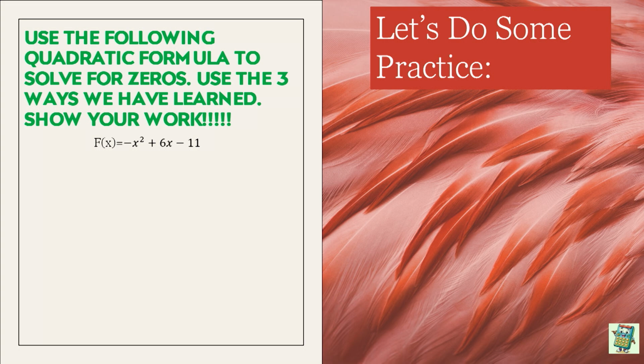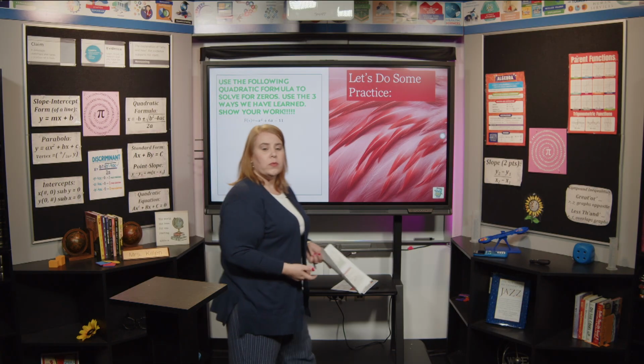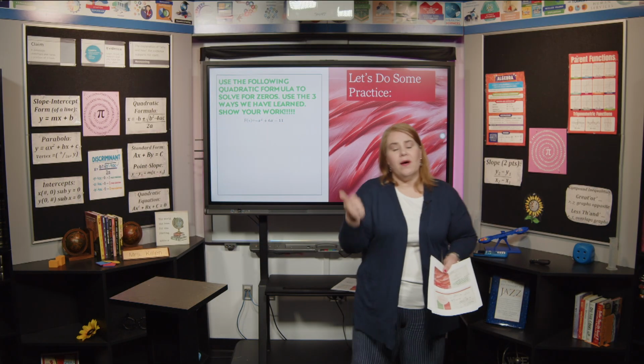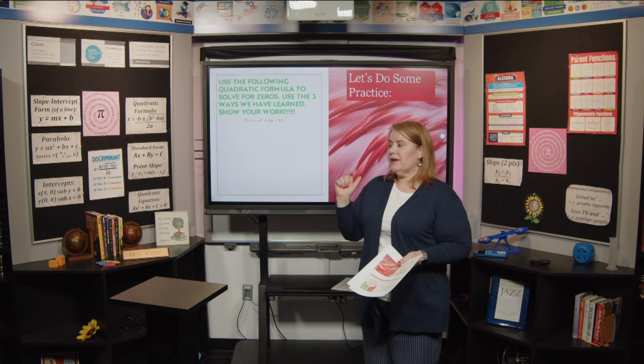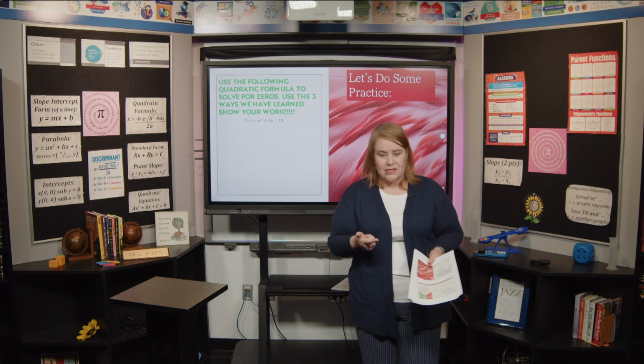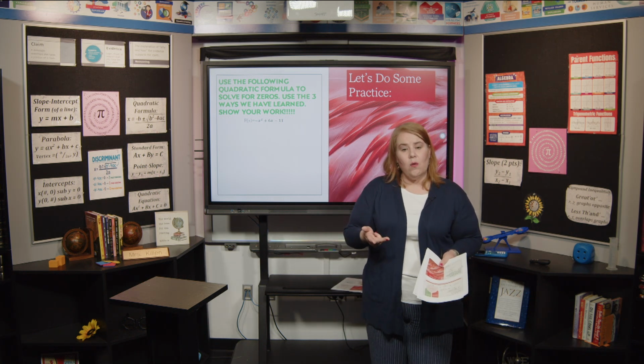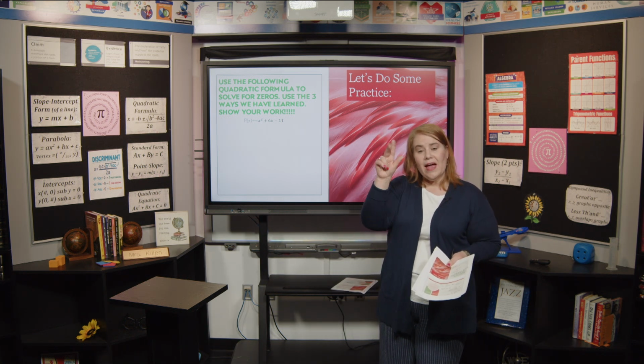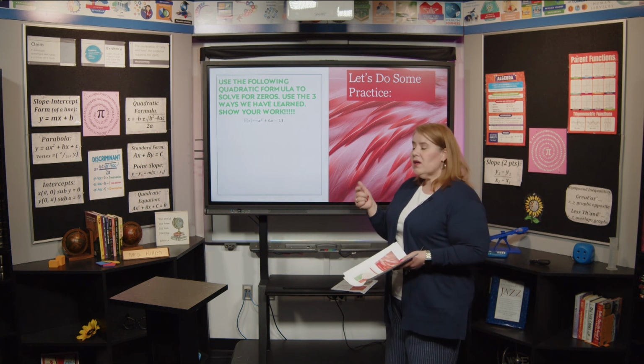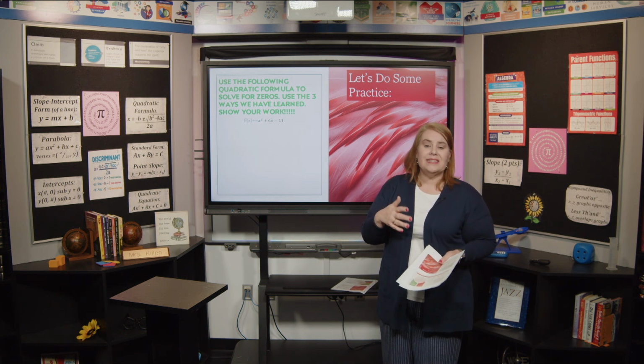Now it says let's do some practice about this one. Use the following quadratic formula to solve for the zeros. Use the 3 ways that we've learned. Ms. Killen, what are you talking about, 3 ways we've learned? Now, we've learned how to factor. We've learned how to do perfect squares or differences. And now we've got our quadratic formula. So we have 3 different ways. I'm going to use the quadratic formula just because I like singing the song.